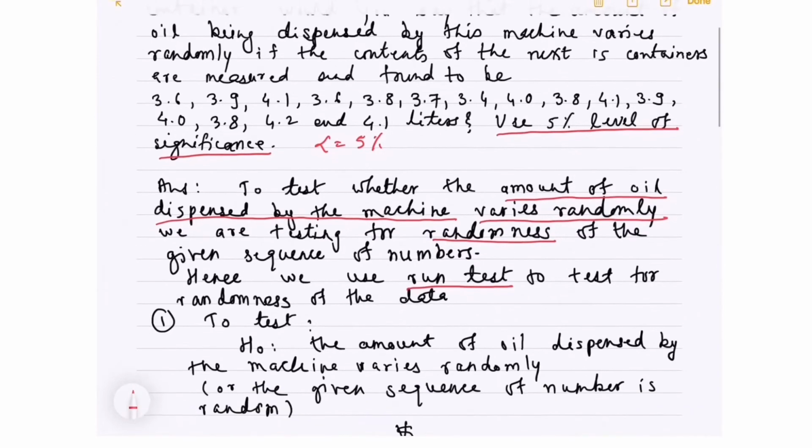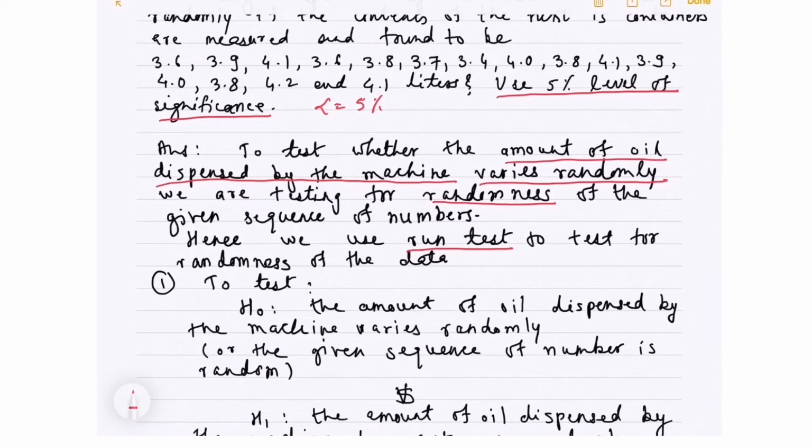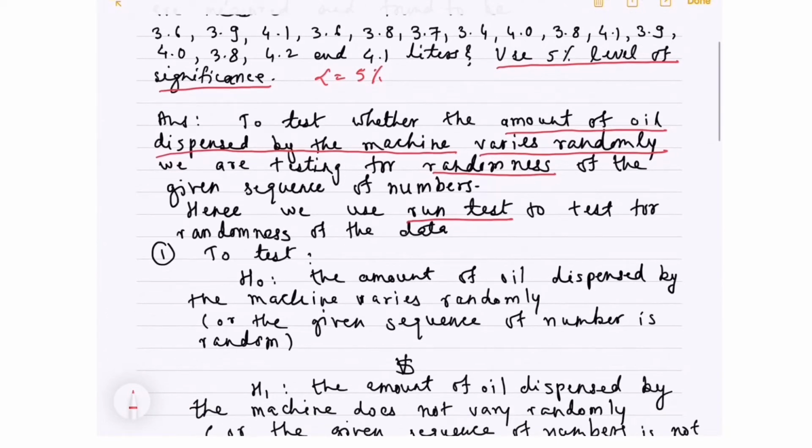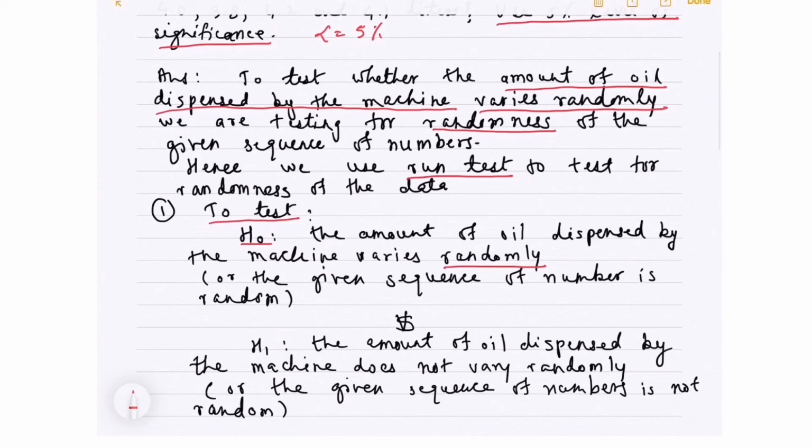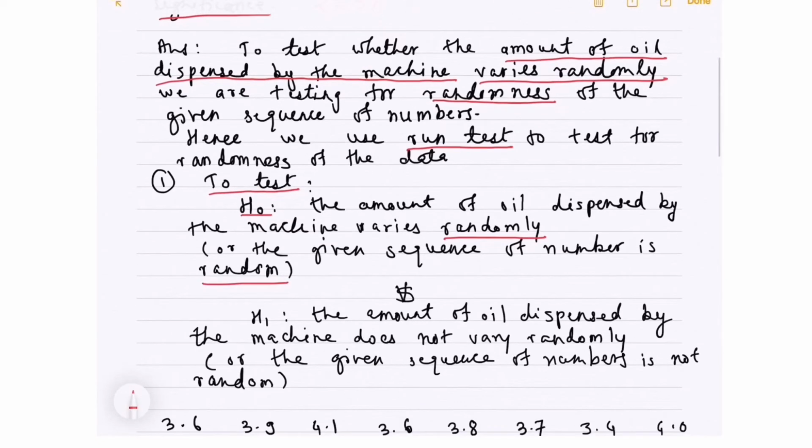So always the first step in writing the testing of hypothesis is to test the null hypothesis H0: the amount of oil dispensed by the machine varies randomly. That is, the given sequence of numbers is random, versus the alternative hypothesis H1: the amount of oil dispensed is not varying randomly. So, in other words, the given sequence of numbers is not random.